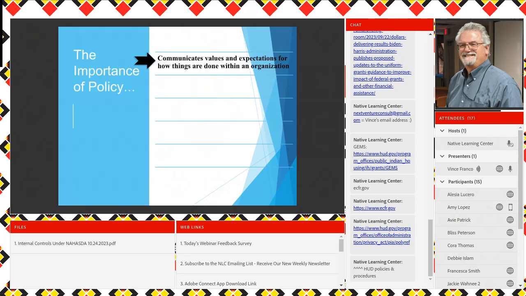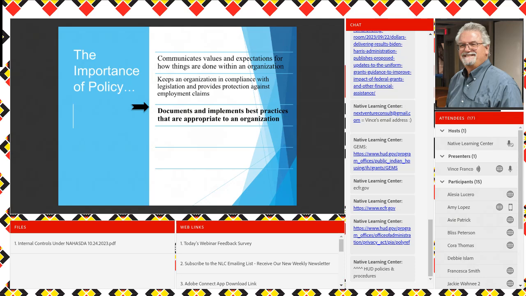Policy communicates the importance, specifically communicates the values and, more importantly, the expectations for how things are done within the organization according to their internal controls. It keeps the organization in compliance and out of trouble with legislation and with its funding source. It provides protection against employment claims, not just employment claims, but also federal agency claims that you're not doing processes correctly. You never want to have that hanging over you. It documents and implements best practices that are appropriate for organizations.